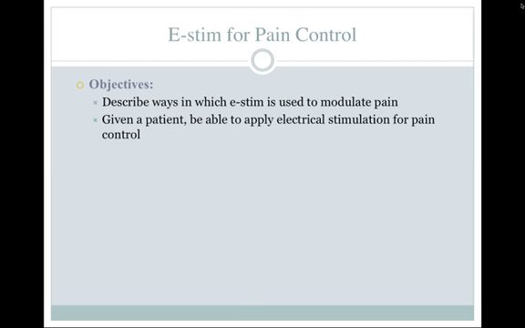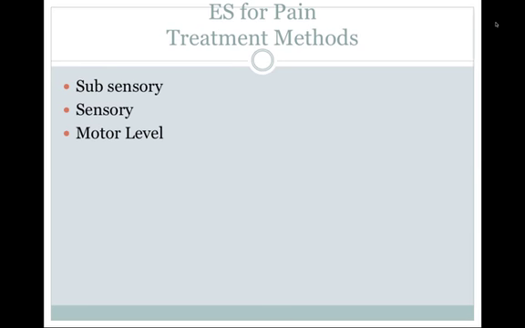All right, in this lecture, we're going to talk about the basics of Estim for pain control. In particular, I'm going to describe ways in which Estim is used to modulate pain and talk about the general parameters, the settings, and the types of currents that we're going to be dealing with in Estim for pain control. In a separate lecture, we'll talk about how we think that this really works. We'll touch on it a little bit as we go along in this lecture.